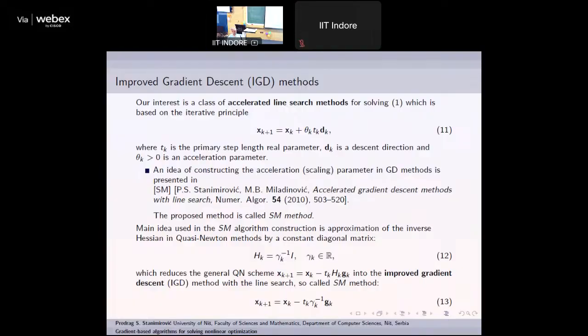What is the full form of SM? SM Stanimirovich, my surname, Miladinovich, another. Any other questions? If there are no questions, let's get on. It's fine.